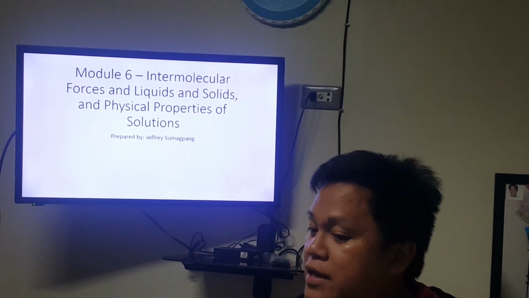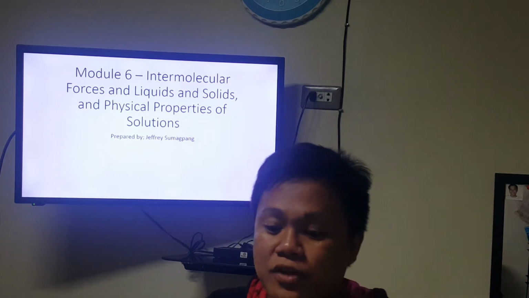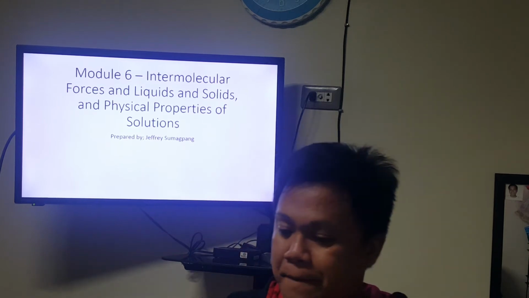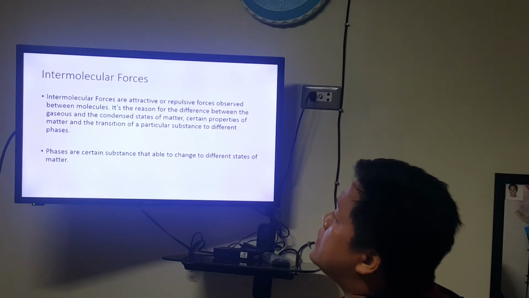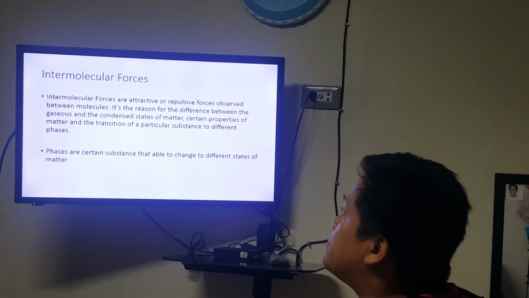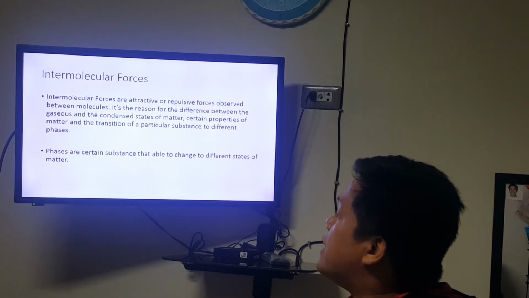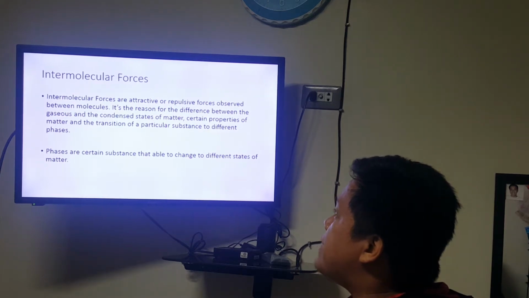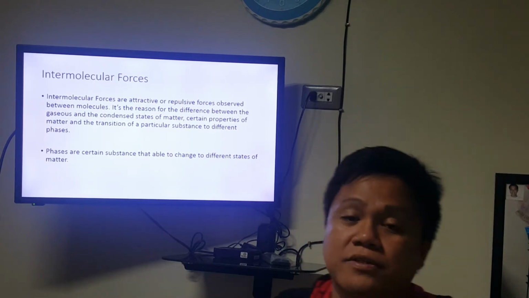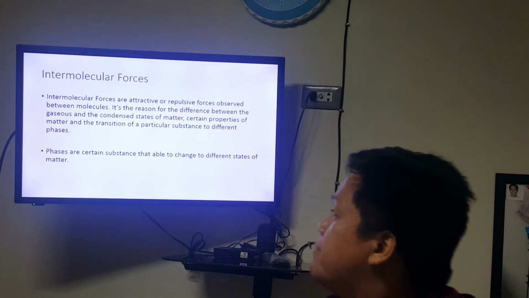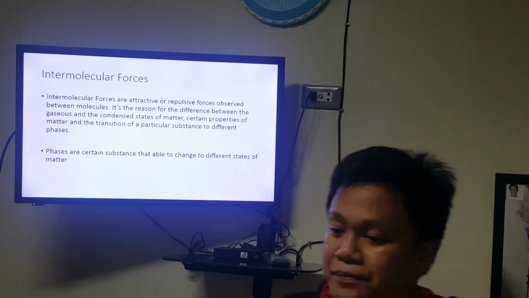We will discuss module number 6, intermolecular forces in liquids and solids and physical properties of solution. Intermolecular forces are attractive or repulsive forces observed between molecules. It's the reason for the difference between the gaseous and the condensed states of matter, certain properties of matter, and the transition of a particular substance to different phases. Phases are states a certain substance is able to change to.